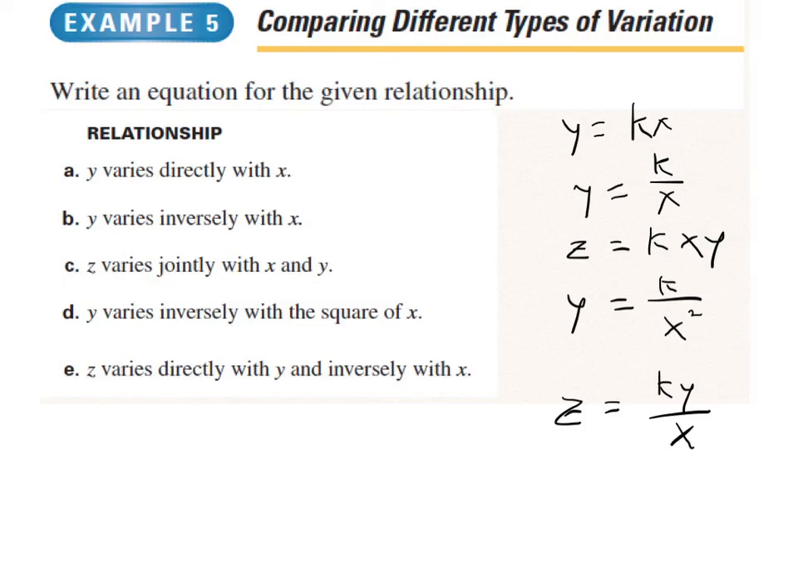Okay, so we're just kind of breaking it apart here. We said direct with x, kx. Inverse with x, k over x. Jointly with x and y, kxy. Inversely with the square of x, k is still over because it's inverse the square of x. And then we've got direct with y, so k times y, and inverse with x, so x goes in the denominator.